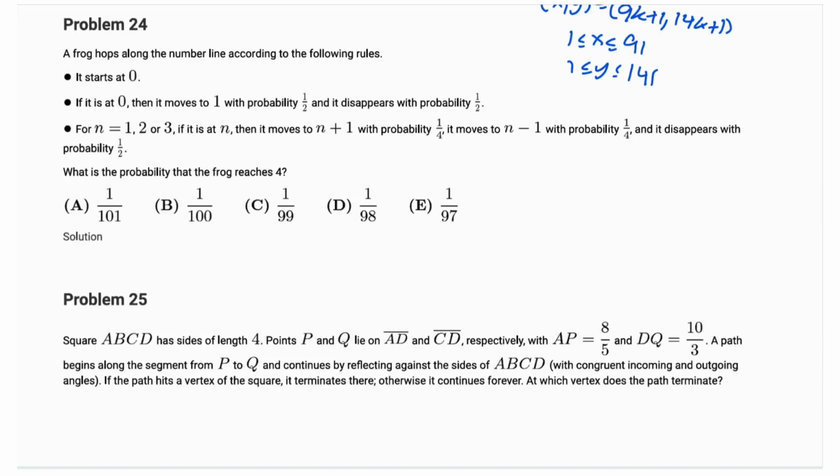Okay, question 24 says a frog hops along the number line according to the following rules. So number 1, it starts at 0. If it is at 0, then it moves to 1 with probability 1/2, and it disappears with probability 1/2. And for all of the other numbers, 1, 2, and 3, if it is at n, then it moves to n plus 1 with probability 1/4. It moves to n minus 1 with probability 1/4, and it disappears with probability 1/2. So what is the probability that the frog reaches 4?